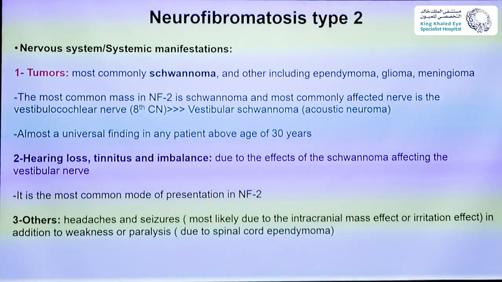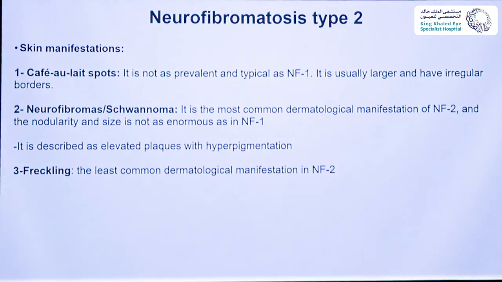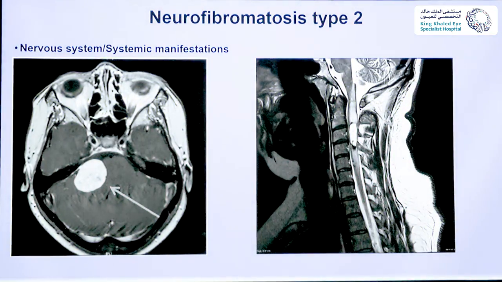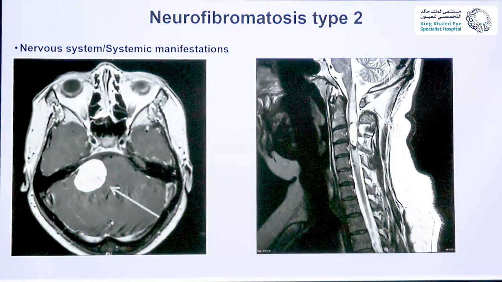Other manifestations can happen, which include headache, seizures, and, because of the intracranial mass effect or irritation effect, weakness or paralysis due to the ependymoma. So this is how a vestibular schwannoma looks, but just pay attention, it's unilateral.